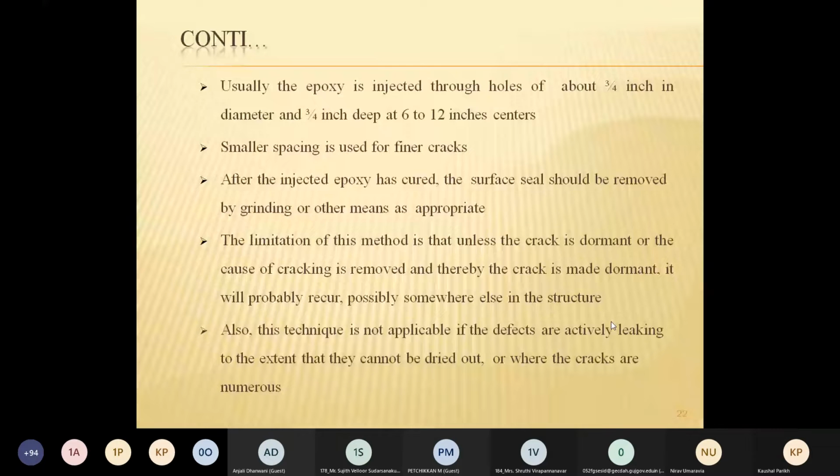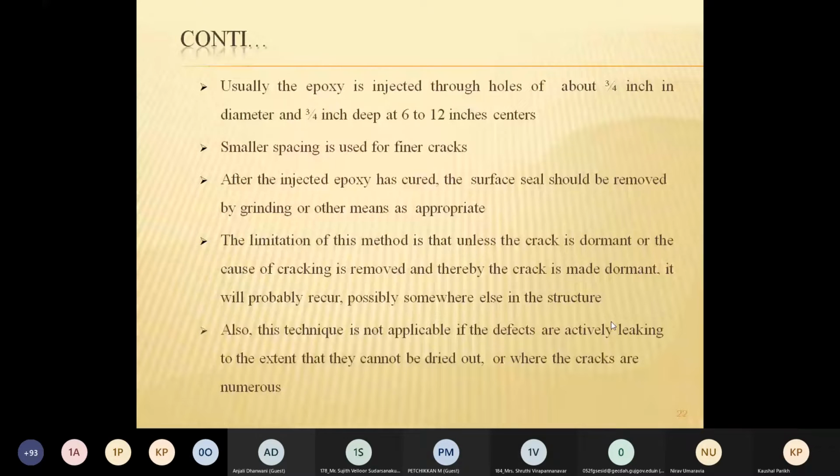The limitation of this method is that unless the cause of cracking is removed, the crack is active, and it will probably recur. So if there is an active crack, then this method is not that viable. Also, this technique is not applicable if the defects are actively leaking to the extent they cannot be dried out, or where the cracks are numerous. This particular technique is not useful.